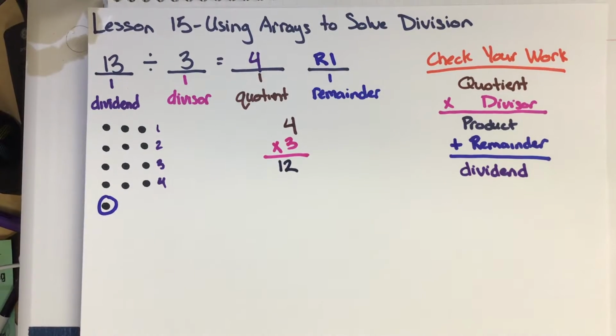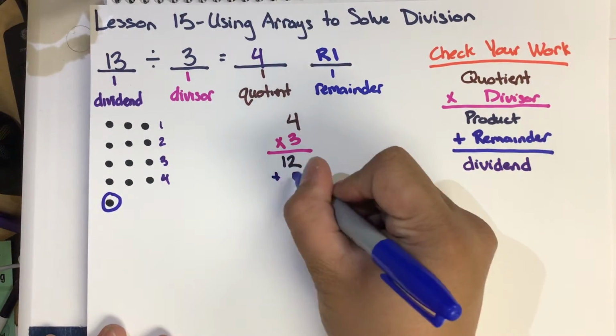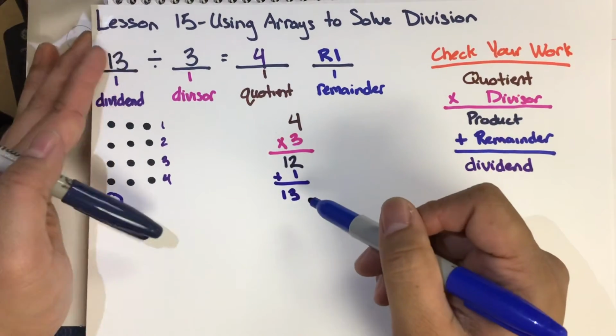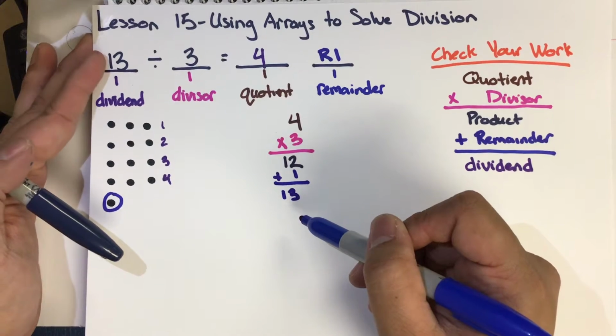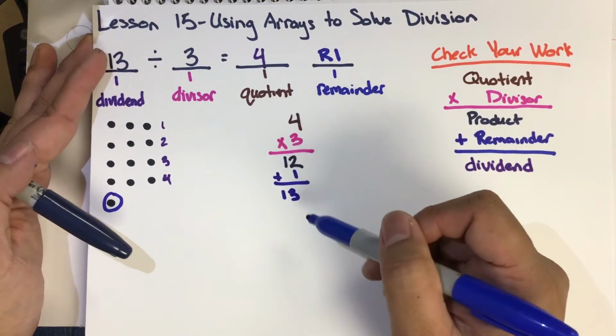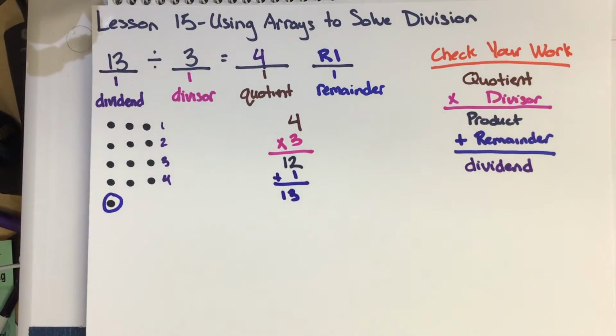But I still need to add my remainder, which is a remainder of 1. So 12 plus 1, and I should get 13. The fact that my dividend here is 13, or my starting number was 13, and I end with 13 here after checking my work, that shows that my answer here is correct. You're using multiplication to prove that your division answer is correct.